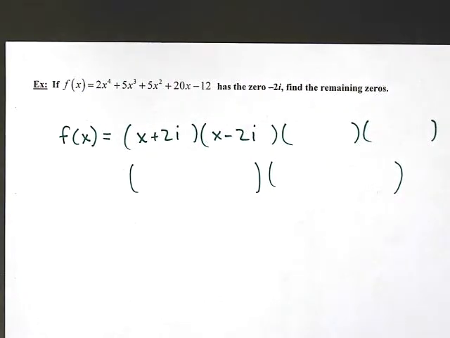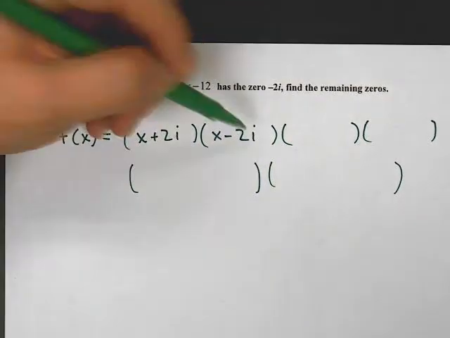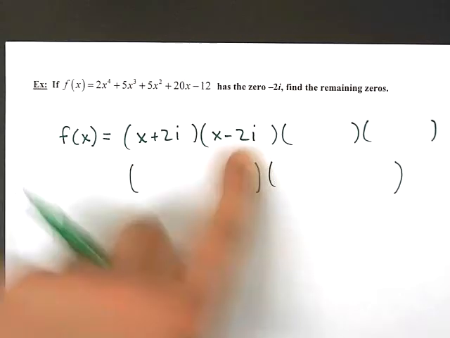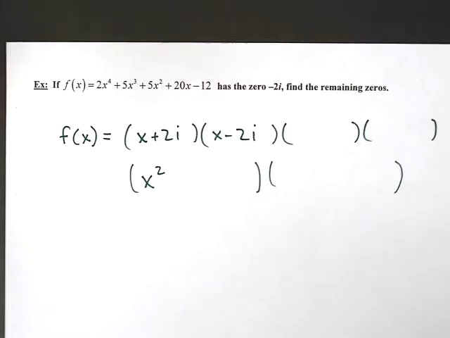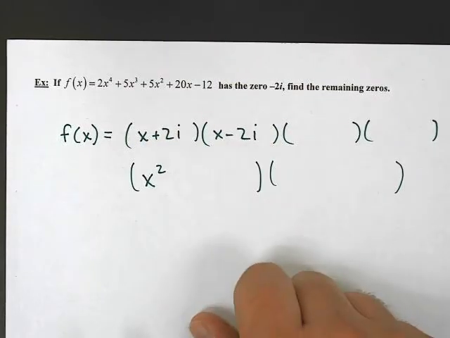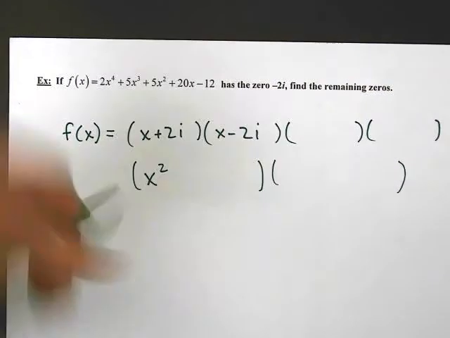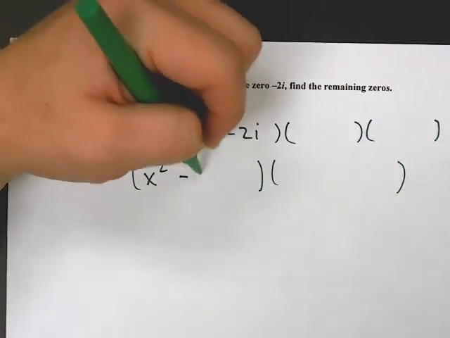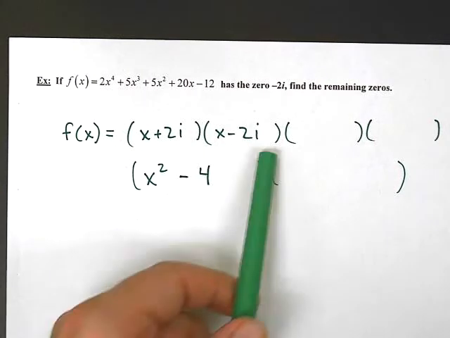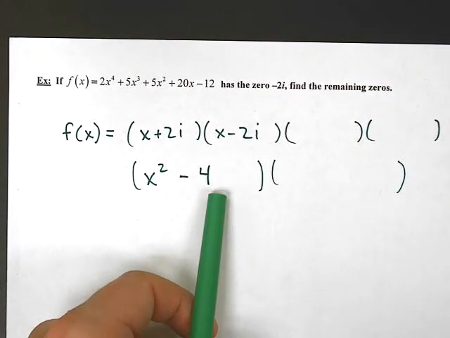All right? Now when I take this factor and multiply it by this factor, I'm going to get x squared. What's going to happen when I do insides and outsides? They're going to cancel. So over here, I'm just going to have a -4, but it's going to be -4i squared. And we know that i squared is -1. So what am I really going to do?